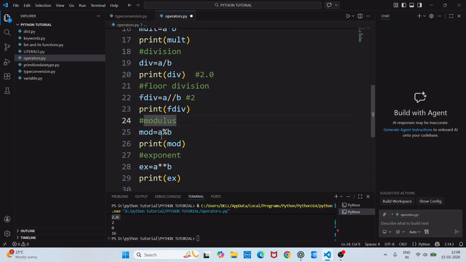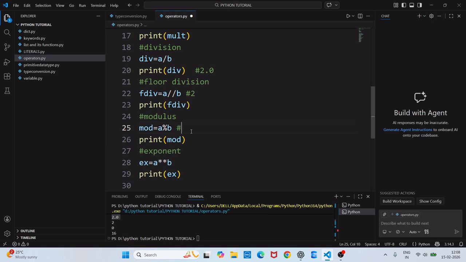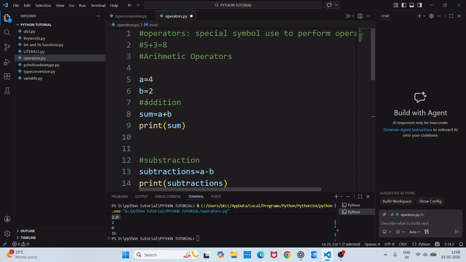The second last is modulus. What will modulus return? It will return the remainder of a number. When you divide a number, sometimes you get a remainder, sometimes you get 0. It will check whether there is a remainder or not, and if there is, it will return the remainder. That's why it's known as mod. When we divide 4 by 2, the remainder will be 0, so you can see here the remainder is 0.